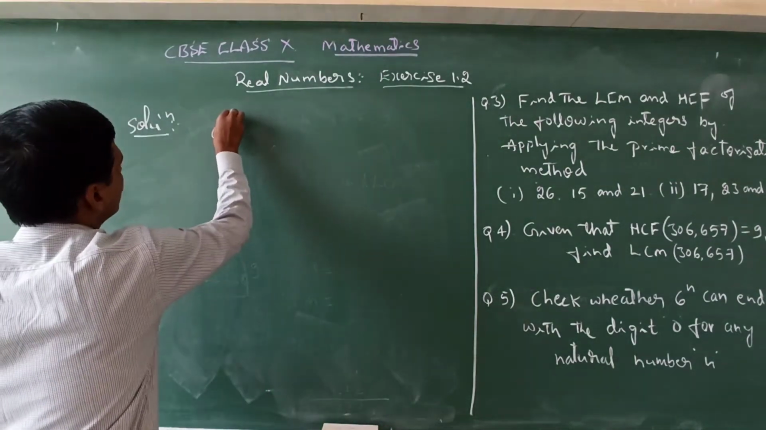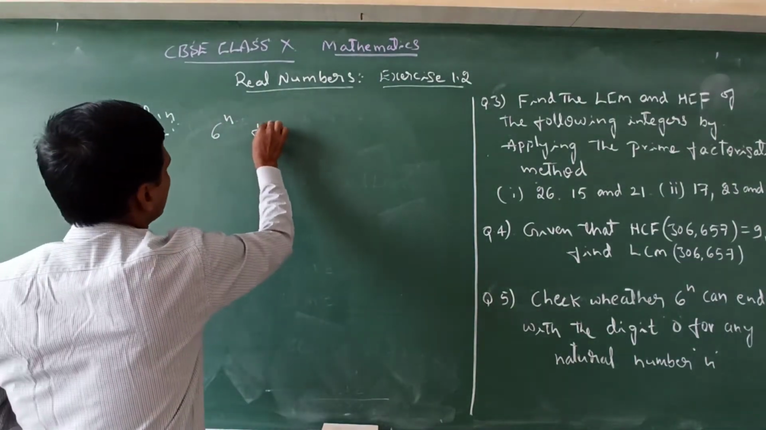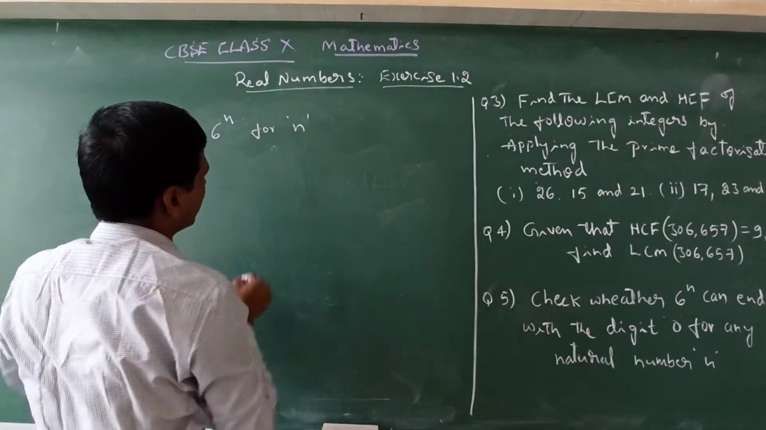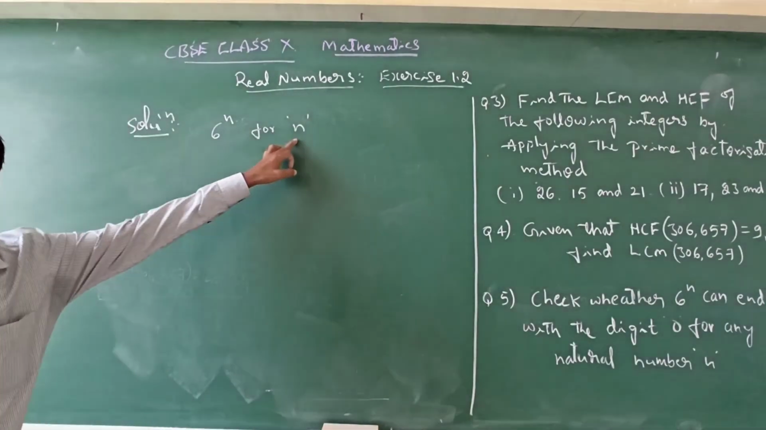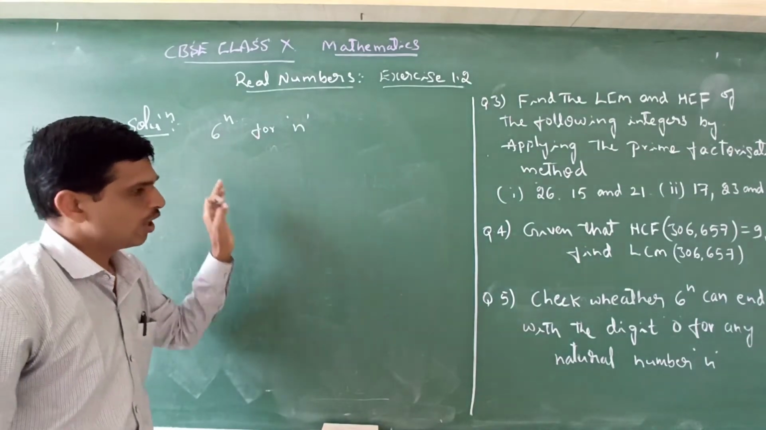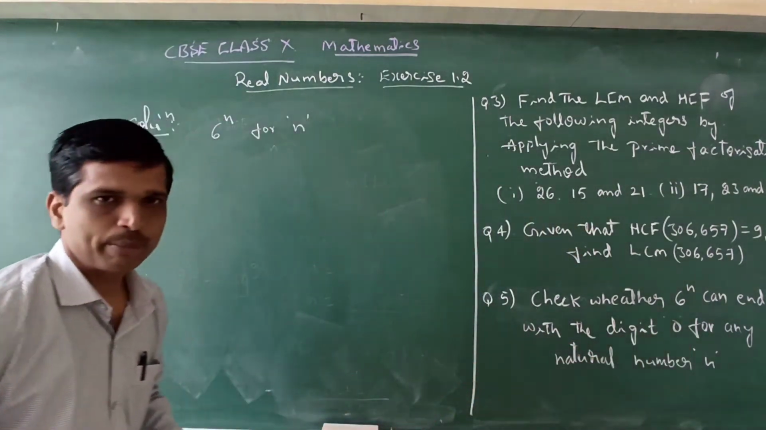6 to the power of n, where n is any natural number. So how is it possible for the digit to become 0 for any natural number n?